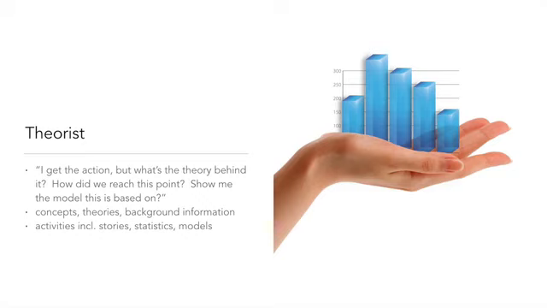The third pattern we're looking at here is that of the theorist. I've got a little quote here for you. I get the action, but what's the theory behind it? How did we reach this point? Show me the model it's based on. The theorist really gets concepts. They need background information. They love the theories. So here we could integrate into our lessons stories, statistics, and models.